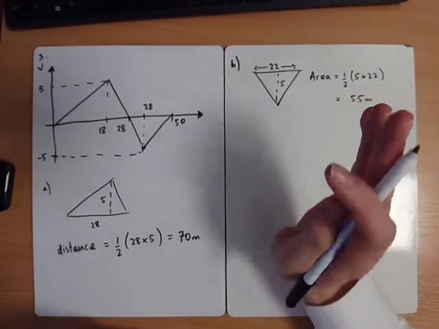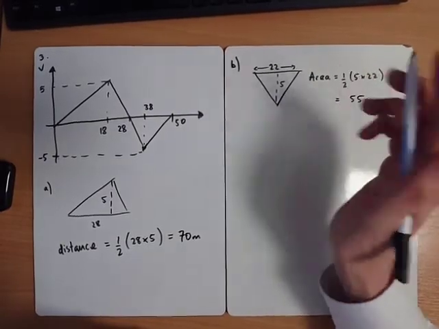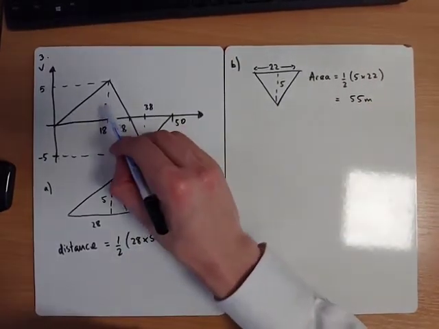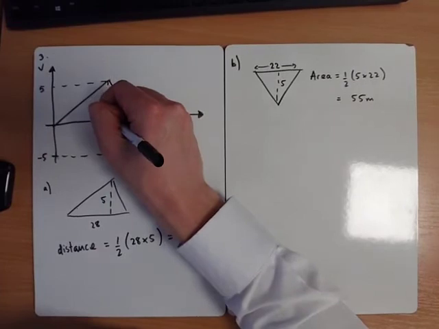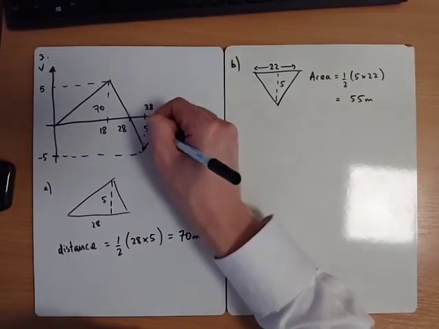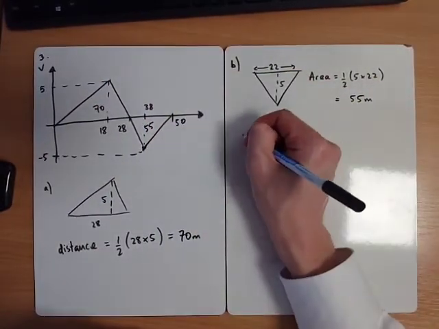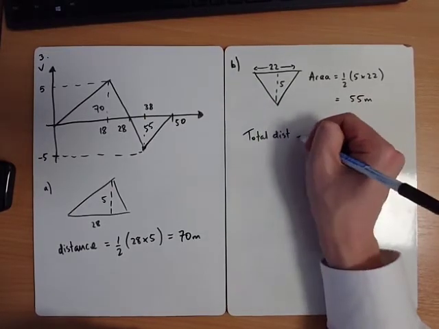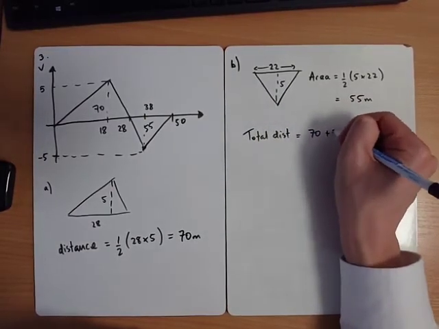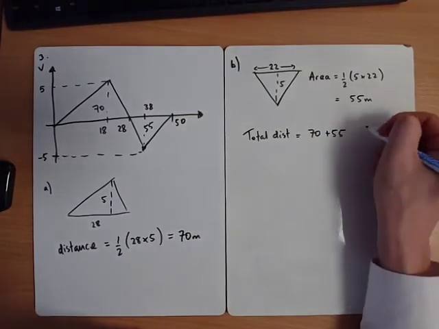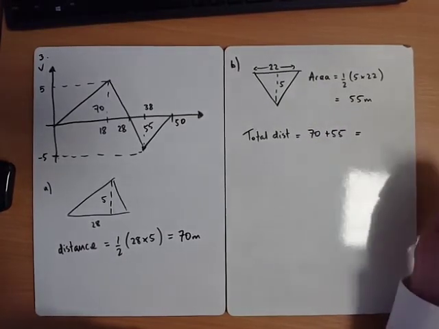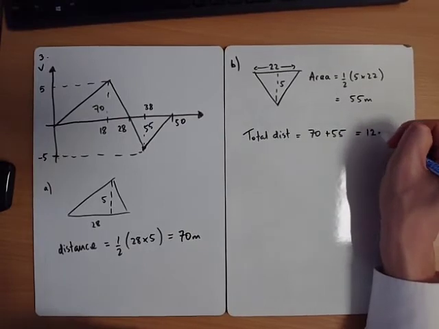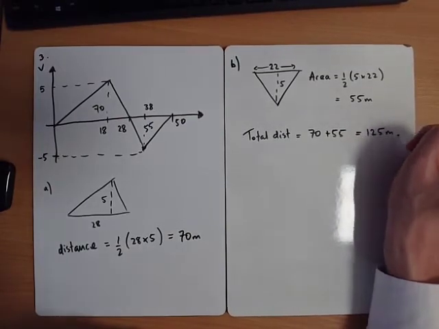So the total distance moved, not displacement, would be, well, in this section we moved 70 meters. In this section we moved 55 meters. So the total distance would be the combination of those two things. You've moved 70 metres and then you've moved 55 metres. Okay, so that'll give us 125 metres.